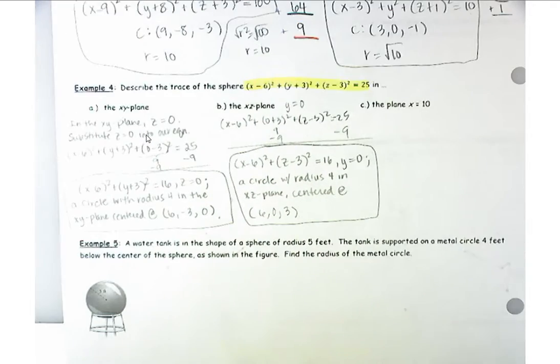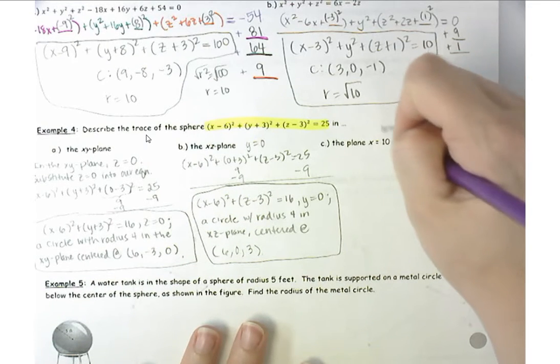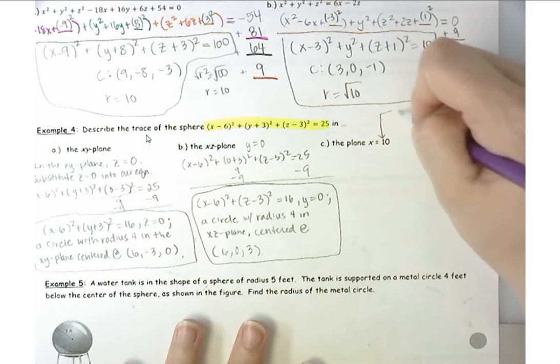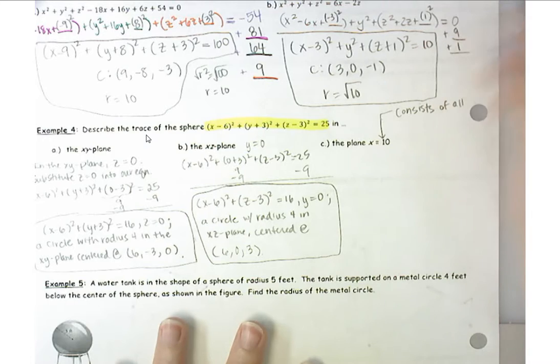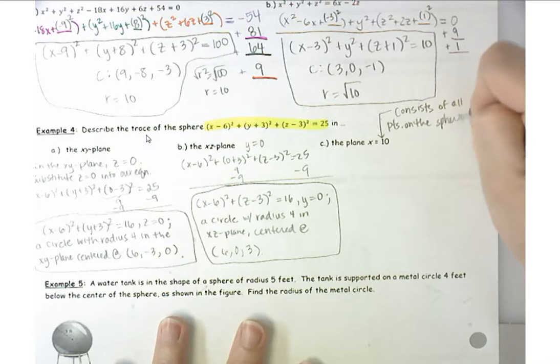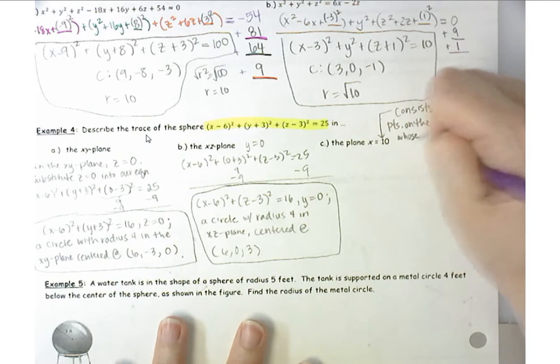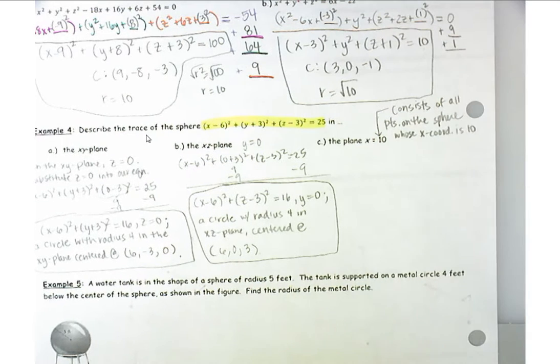Okay, now the next one is the plane x equals 10. So if x is equal to 10, that's going to consist of all points on the sphere whose x-coordinate is 10. Okay, so all points on the sphere whose x-coordinate is 10. So instead of cutting it with one of those walls, think about where that 10 is going to be.